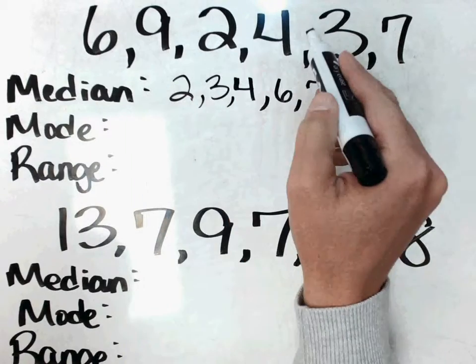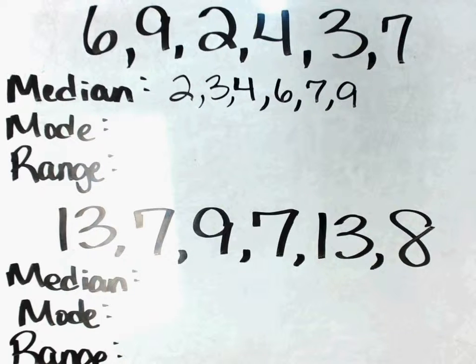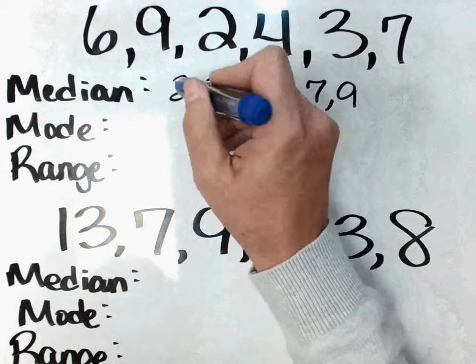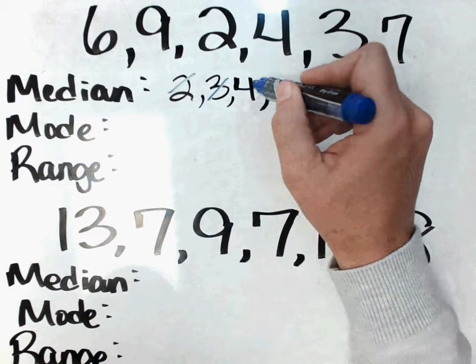There are 1, 2, 3, 4, 5, 6 numbers. Yes, we have all our numbers in our set of data. So now we're going to count back and we're going to find the number exactly in the middle. Least, greatest, least, greatest.